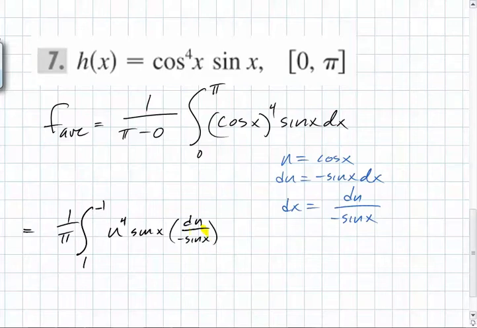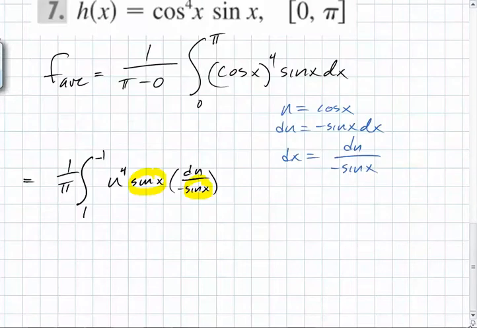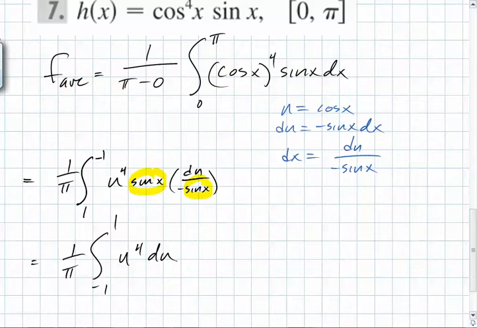That's gone, right? Yeah. And if it makes you feel better, you can get rid of the negative and then flip the limits of integration. So it becomes 1 over pi times the integral from negative 1 to 1 of u to the 4th du. Because we flipped the limits of integration and canceled it with that negative right there. Because when you flip, it makes it negative, and we factor out a negative. Negative times a negative is a... It is a lot of negatives.